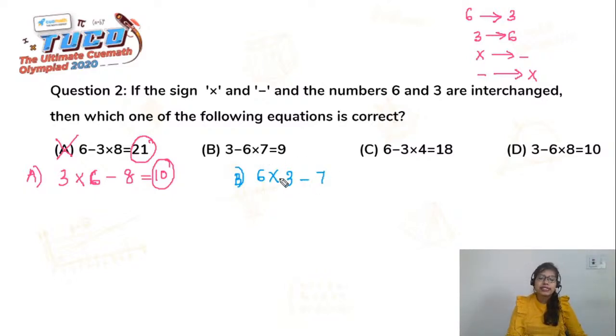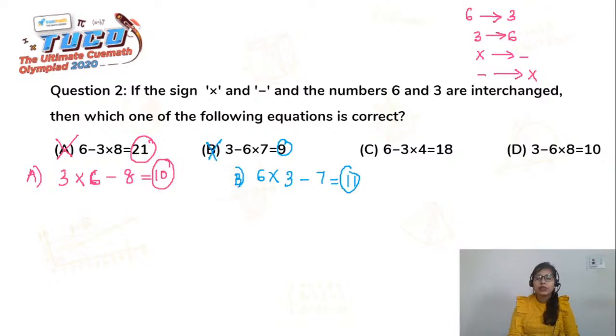Now let's check. 6 times 3 is 18. 18 minus 7 is going to give me how much? Any clue? Okay. All right. Yeah, I want more responses on the comment section. Yeah. So this is going to give me an 11. Okay. So obviously this 9 and 11 are not matching up. So this is again incorrect.